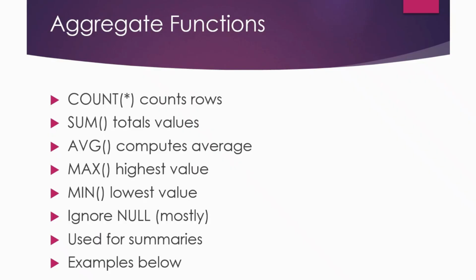Aggregate functions perform calculations on multiple rows and return a single value. So here there are a number of functions: count, which counts the rows, sum, which adds the values, average, which calculates the average, maximum, which finds the highest value, and minimum, which finds the lowest value. These are the functions used in SQL, and they usually ignore null values. Below there's a video where I'll show you live examples of how these aggregate functions work.